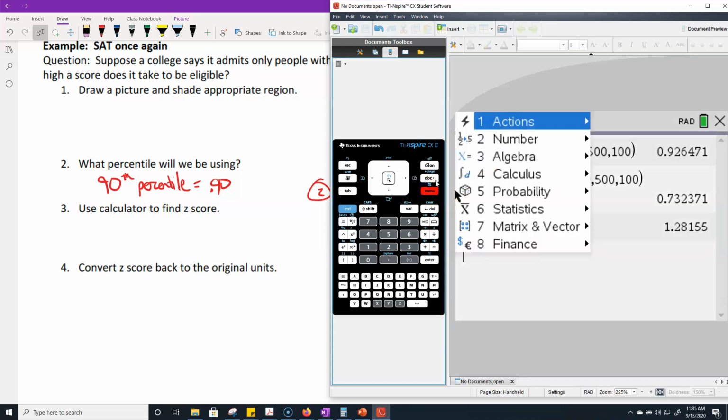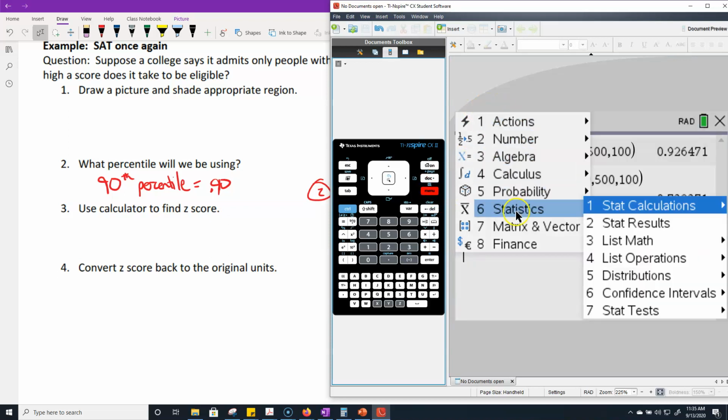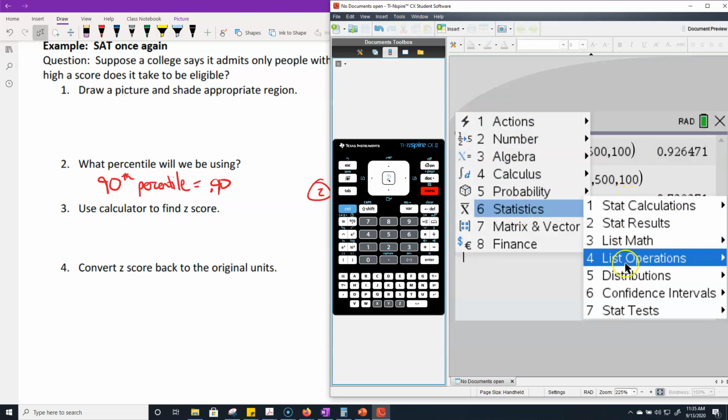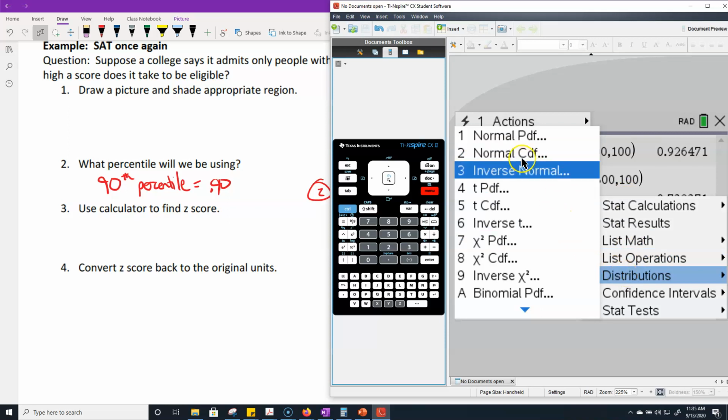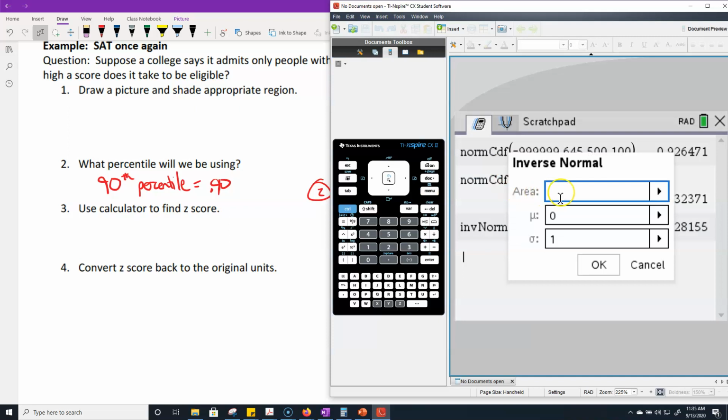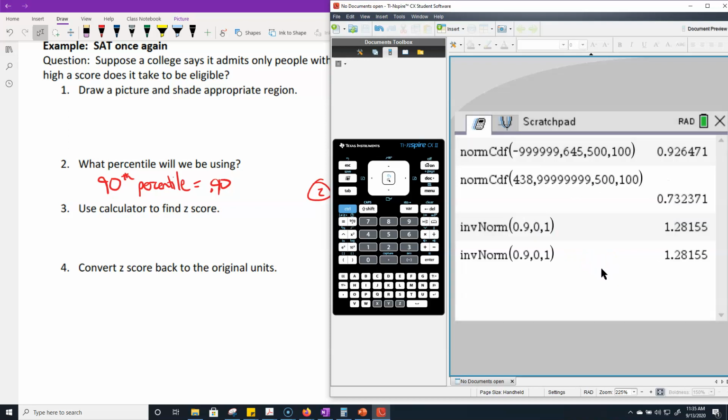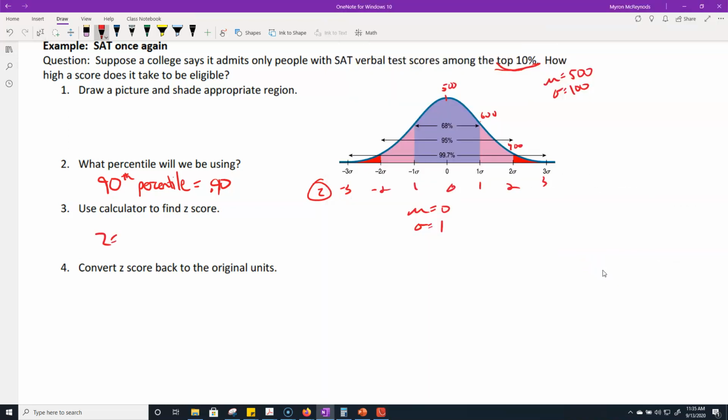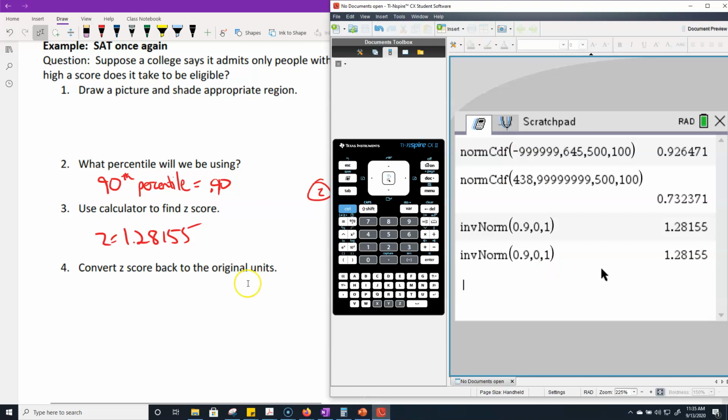So I'm going to do menu, statistics, distributions, and not normal distribution, inverse normal, like that. So the area is the percentile. We want the 90th percentile, and mu is 0 and sigma is 1 for the z value. I hit OK, and it's 1.28. Z equals 1.28155, like that. All right, so there's my z value.